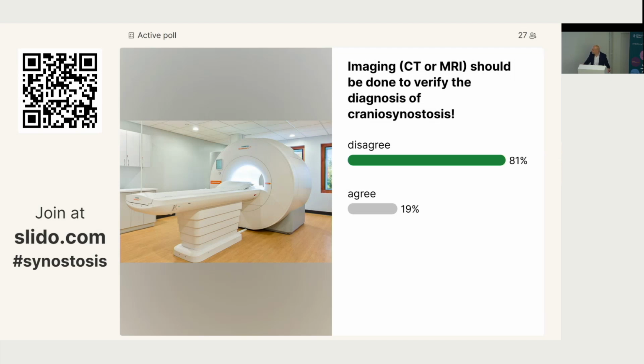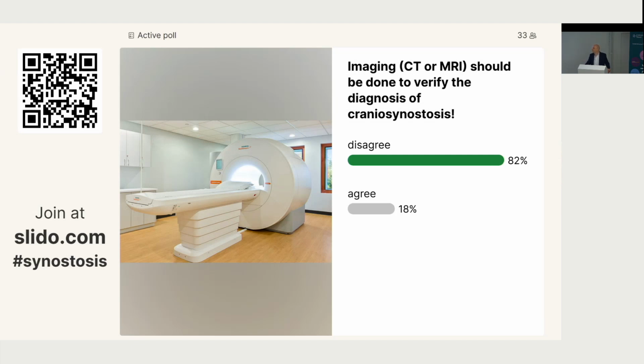Okay, so the first statement is, imaging, CT or MRI should be done to verify the diagnosis of craniosynostosis. Okay, 81%, 82%. Disagree? Okay, 80-20. Are you done? Okay, let's say 80-20. May I ask the panel, you will have to tell us what you voted, so we know what you think. So what do you think? Is imaging needed for the diagnosis of craniosynostosis?